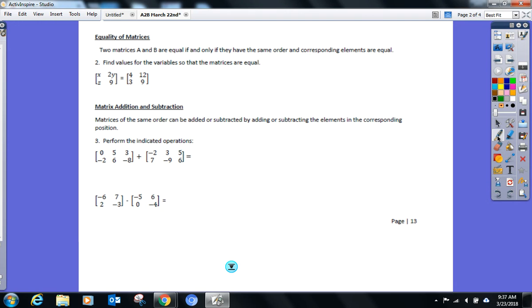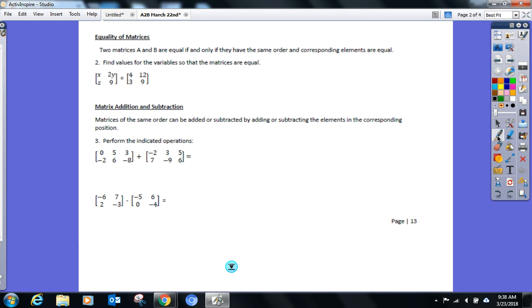All right, let's go. Equal matrices. Two matrices are equal if they have the same order, same rows and same columns, and what's inside is the same. So can you give me, in this example on number 2, what values of x, y, and z would make those two matrices equal to each other?